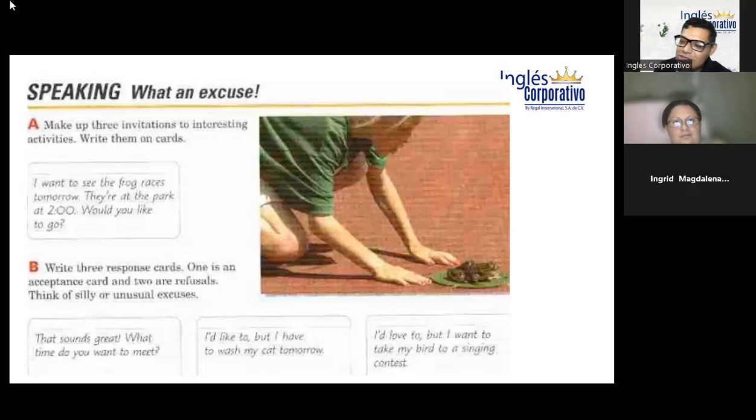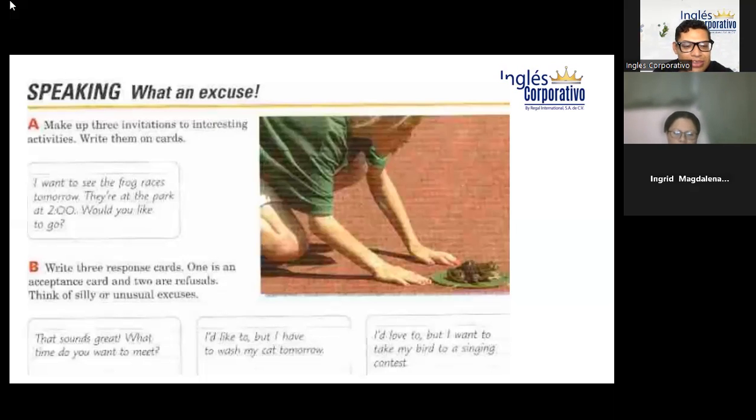Well, today is going to be the last game of the season, and I was thinking if you would like to go with me to this one. So you give an introduction. And also, at 2 p.m., there is going to be a very interesting party. It's a graduation party, and it will be great. My question is, would you like to go with me to the party? So you have to think about 3 invitations, like the ones we have here on the screen. I want to see the frog races tomorrow. They are at the park at 2. Would you like to go with me? So you saw first the introduction about the activity, and later the question using would.